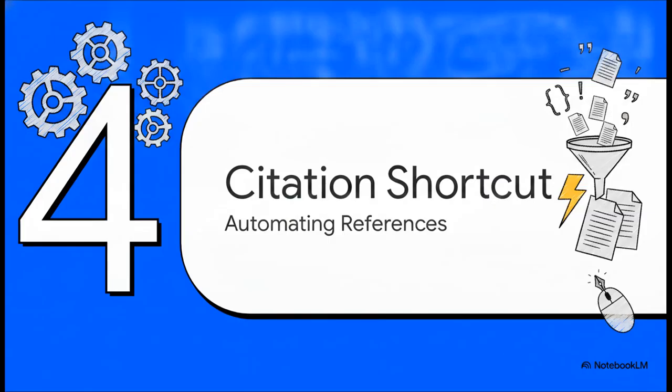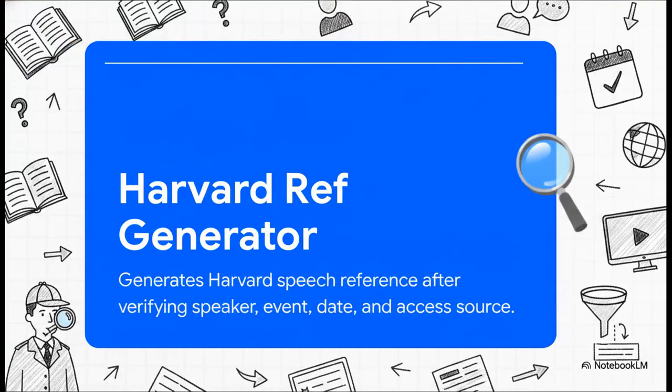Okay, time for a little breather. Section 4, the citation generator shortcut. Now, I love the structure of citations as much as anyone, but I also know that manually formatting all those commas, brackets, and italics can be incredibly tedious. So let's introduce a moment of automated relief for the heavy lifting. There's a remarkably helpful tool you should know about, the Harvard Reference Generator, which you can find at harvardreferencegenerator.co.uk. It is an automated tool that instantly generates a perfectly formatted Harvard speech reference for you.